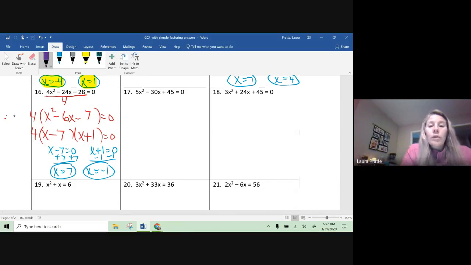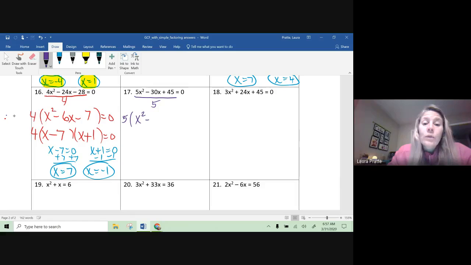Okay, so then the next problem here, we have a 5 as our coefficient on that x squared, so we want to divide out the 5. When we divide out the 5, we get x squared minus 6x plus 9. Continue factoring that.